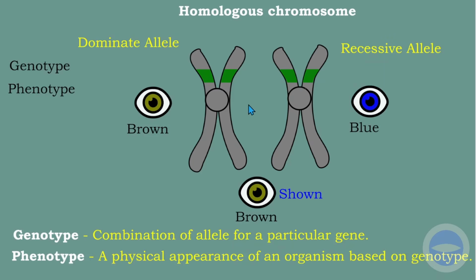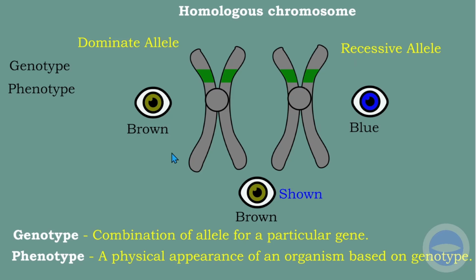Another explanation: I will explain genotype and phenotype. Genotype is the combination of alleles for a particular gene. For example, here we have a homologous chromosome with a dominating allele and a recessive allele. The brown color is dominating and blue is recessive.